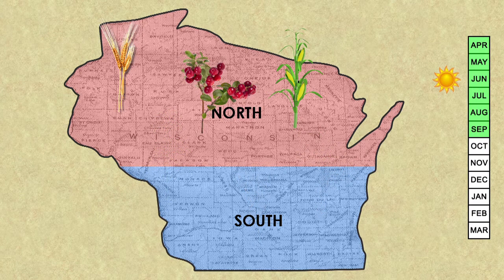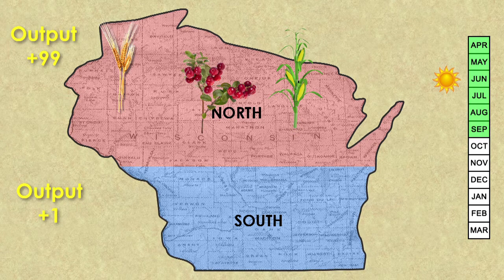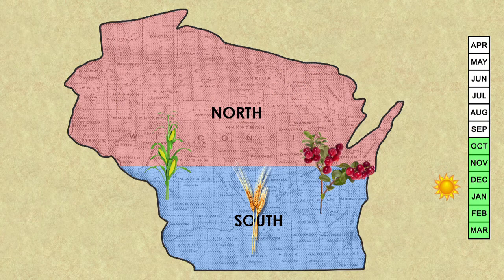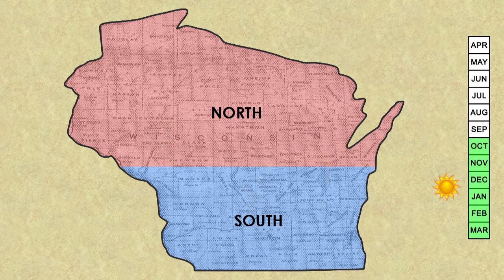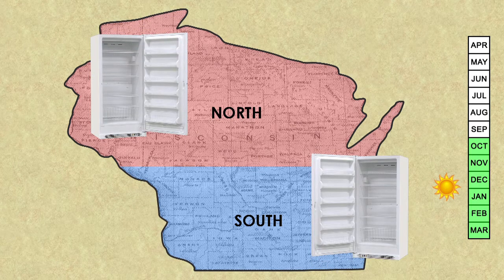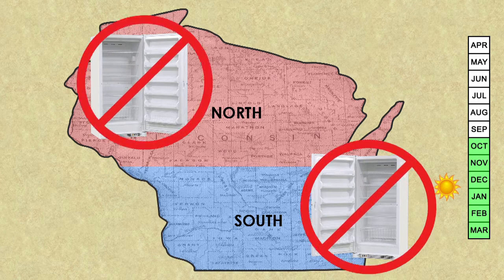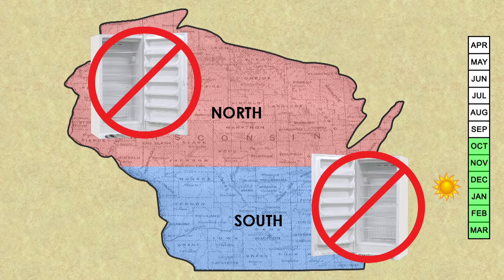In the April to September period, food is plentiful in the north. They make 99 units, and food is in very short supply in the south. They only make 1 unit. And in the October to March period, food is in short supply in the north, 1 unit, and plentiful in the south, 99 units. It seems obvious that both the north and the south would like to store some food after their growing season to help survive the lack of food in their winter. But storage is not an option. We have assumed that food is perishable, and without refrigeration, there is no mechanism for storage.